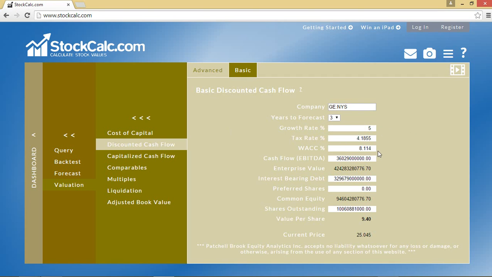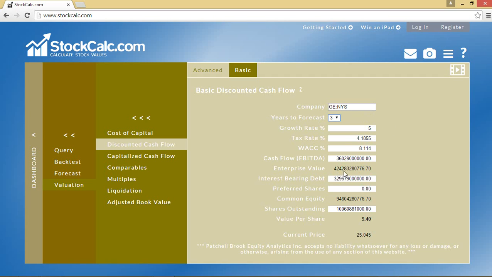There are a number of assumptions that have to be made in order to come up with this value per share calculation: the number of years that we're looking to forecast, the growth rate that we're forecasting for those years, the tax rate, which we take from the most recent financial statements, and a weighted average cost of capital, which is the blended cost to the company of both raising equity and debt. In this case we have 8.114 calculated for General Electric. We also need a measure of cash flow, and in this case we've used the most recent EBITDA from the financial statements, earnings before interest, taxes, depreciation, and amortization.